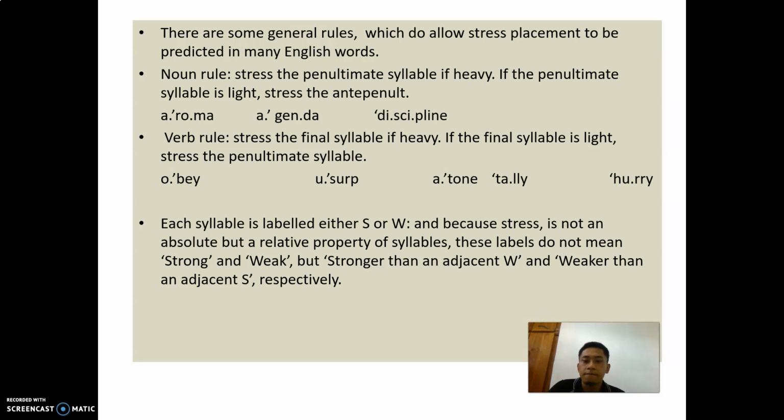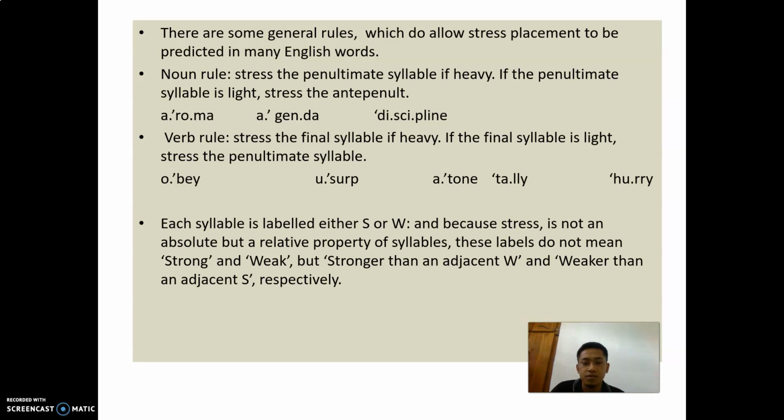First, the noun rule. Stress is on the penultimate syllable if it is heavy. If the penultimate syllable is light, stress is on the antepenult. For example, agenda, discipline. And then the verb rule. Stress is on the final syllable if it is heavy. If the final syllable is light, stress is on the penultimate syllable. For example, obey, usurp, attune, tally, hurry.